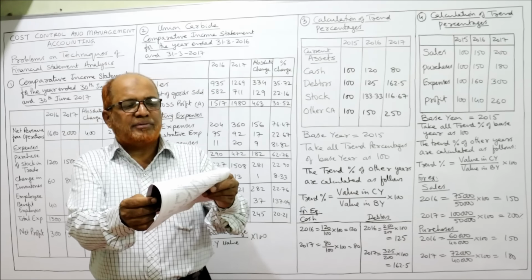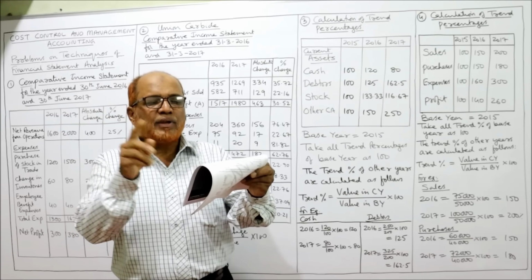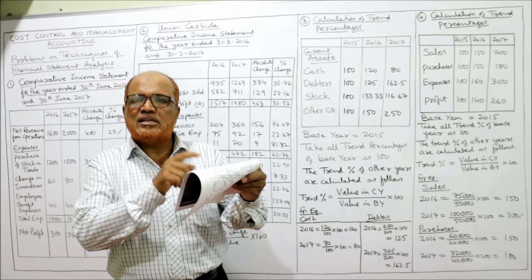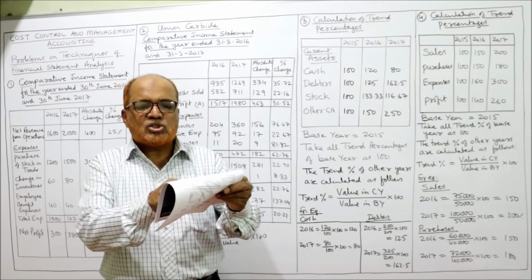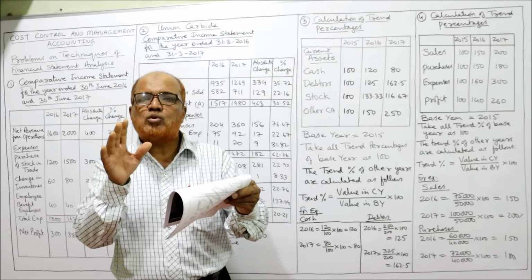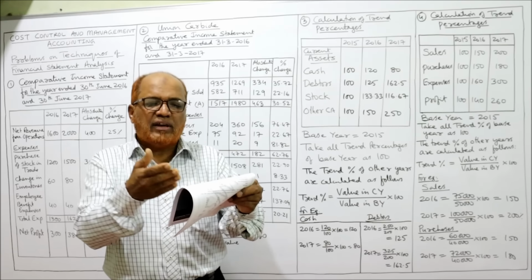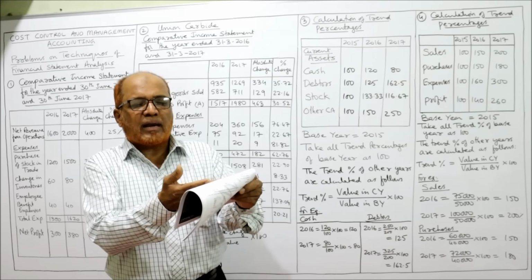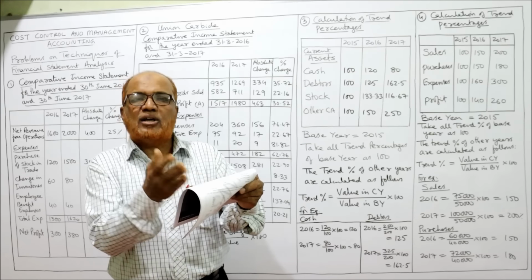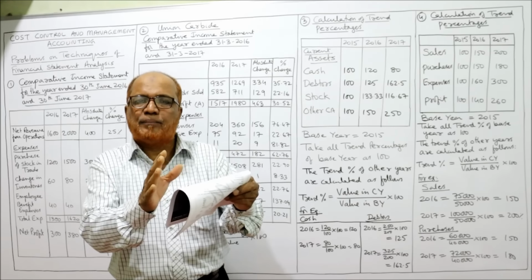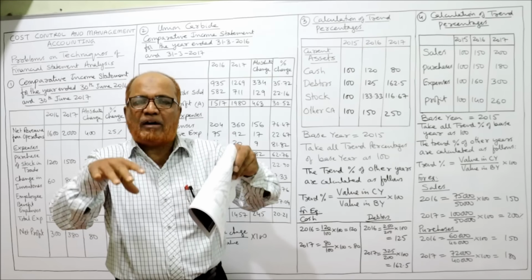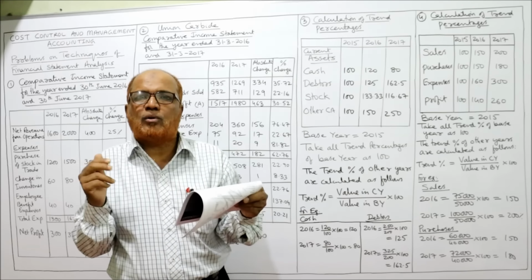Now in our problem number 3, we are given 3 years data: 2015, 2016, 2017. First year is 2015, so we will take 2015 as the base year. Even in the problem it is given: you are required to calculate trend percentages for the following data taking 2015 as the base year. Even if it is not given, we would have taken 2015 as the base year only.